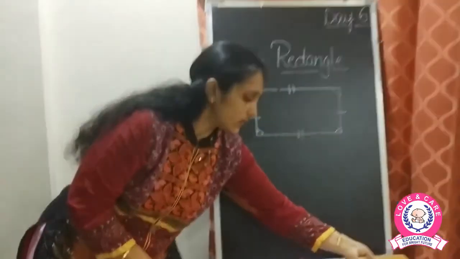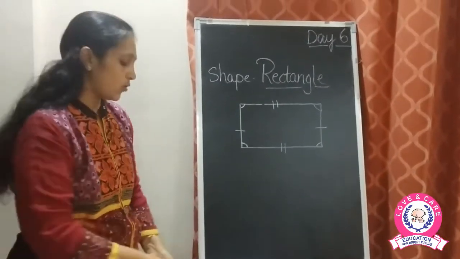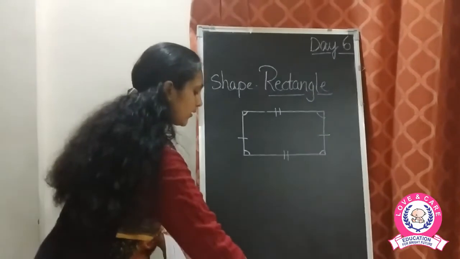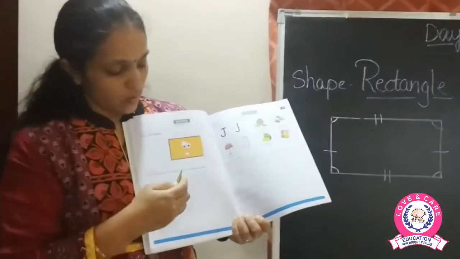So these are the few examples. In the same way, there will be many things in your home. When you check it out, you will know how many things you can find that are rectangle in shape.